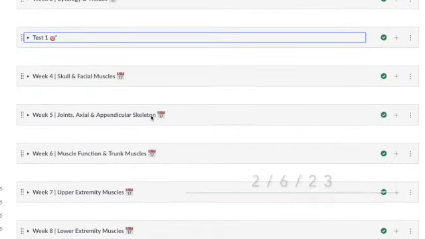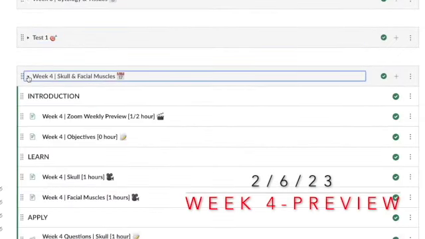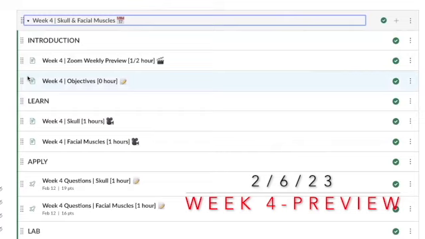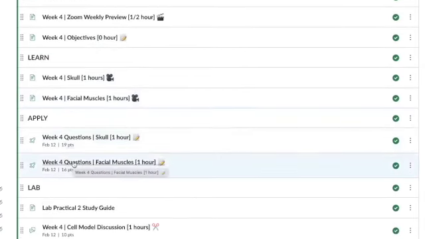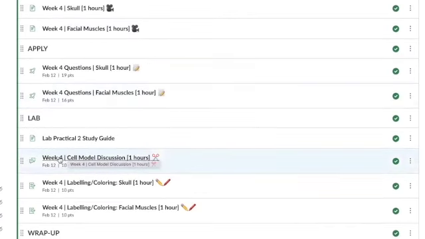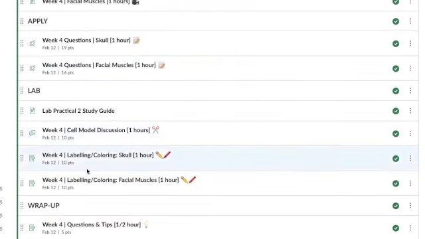But now in week 4, we're going to move into the muscles and the bones. This week, we're going to talk about the skull and the facial muscles. Each of those lessons will have questions behind them, and then we're also going to have coloring and labeling exercises behind them.